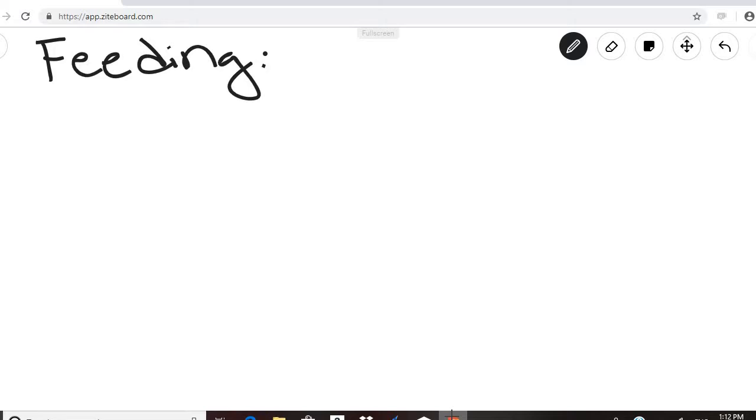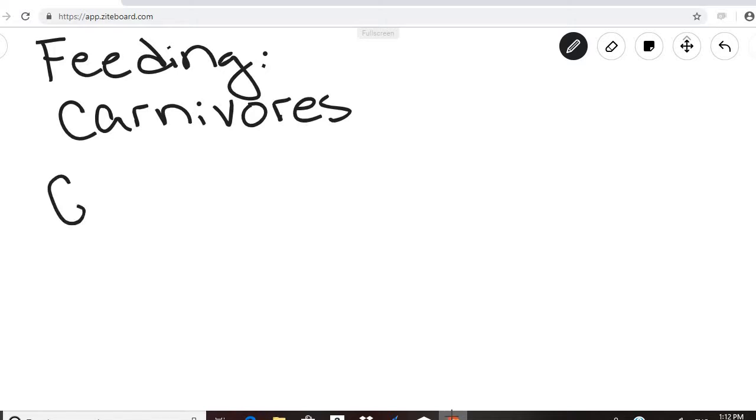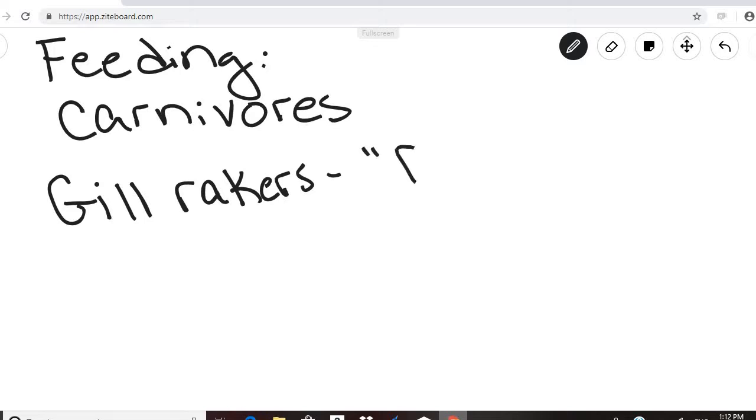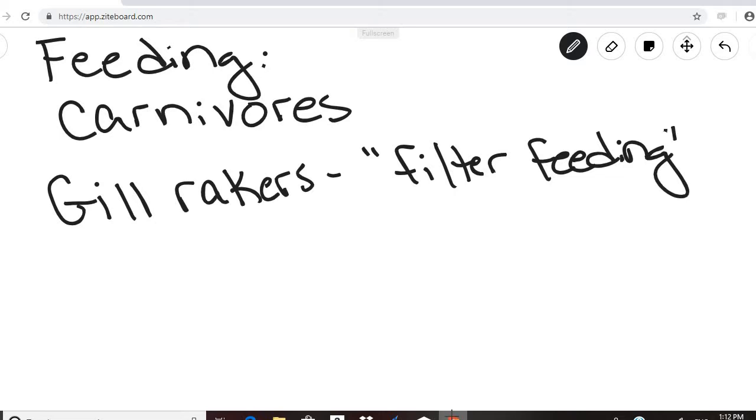Most of the fish are carnivores. Now remember, I did say that there are some that eat plankton, but most are carnivores. So like sharks and rays, and most of the bony fish are carnivores. However, there are fish that are called gill rakers. And what the gill rakers do, we would call filter feeding, because as the water flows over their gills, they extract plankton from the water.